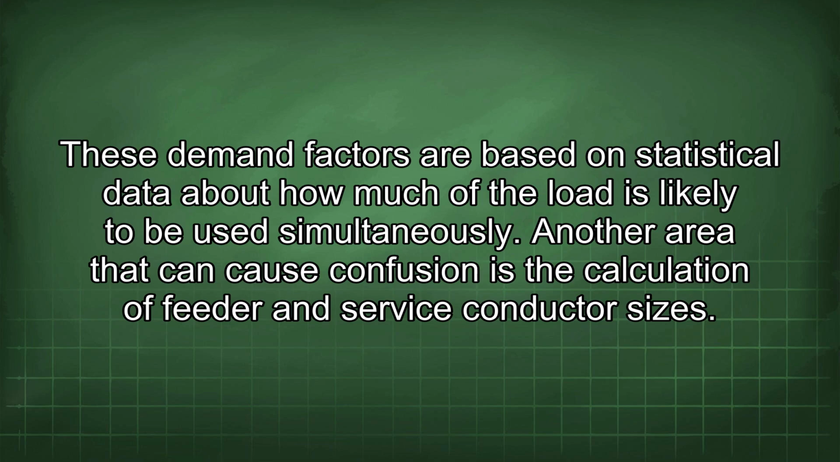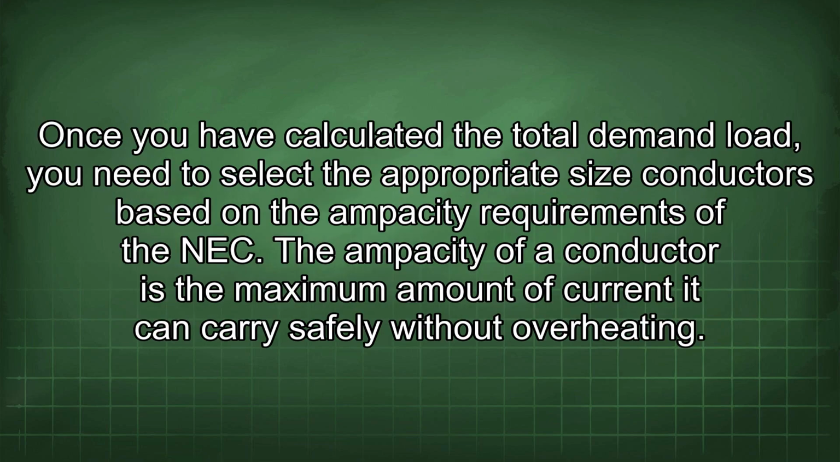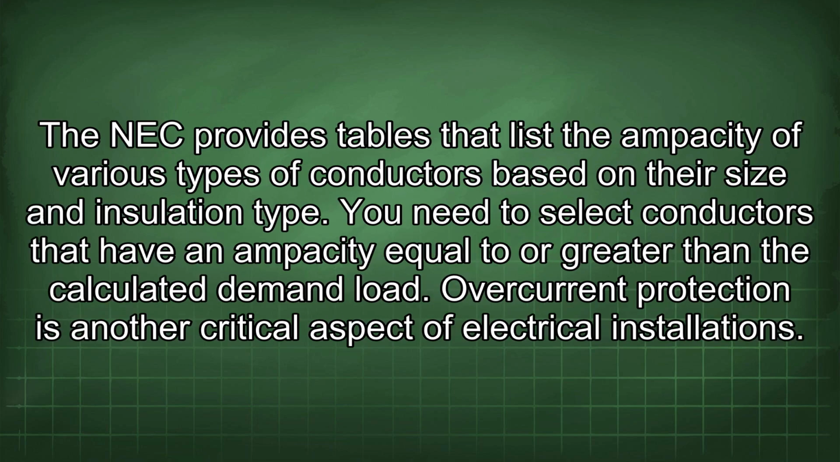Another area that can cause confusion is the calculation of feeder and service conductor sizes. Once you have calculated the total demand load, you need to select the appropriate size conductors based on the ampacity requirements of the NEC. The ampacity of a conductor is the maximum amount of current it can carry safely without overheating. The NEC provides tables that list the ampacity of various types of conductors based on their size and insulation type. You need to select conductors that have an ampacity equal to or greater than the calculated demand load.